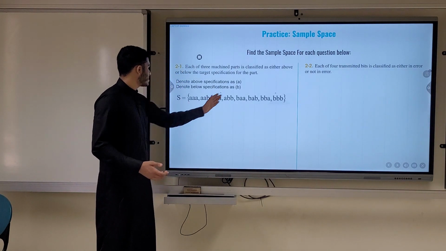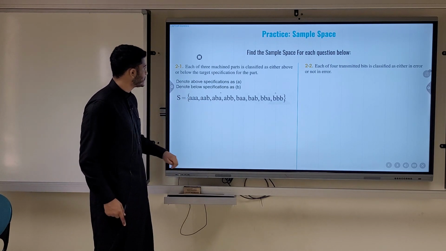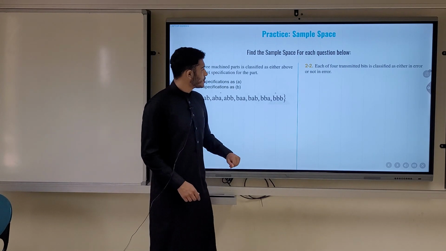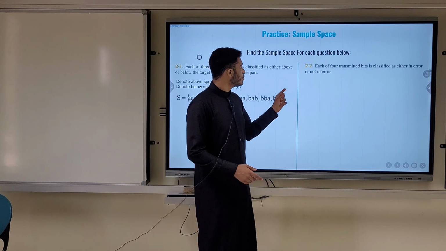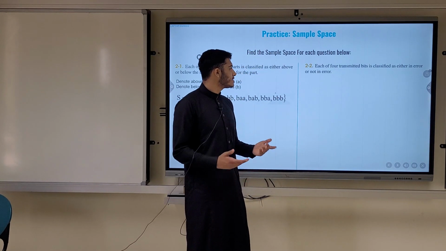So we're going to end up with a sample space that looks like this. It's a set and it includes all the possible outcomes. So going to the other question, the other question says each of 4 transmitted bits is classified as either in error or not in error.